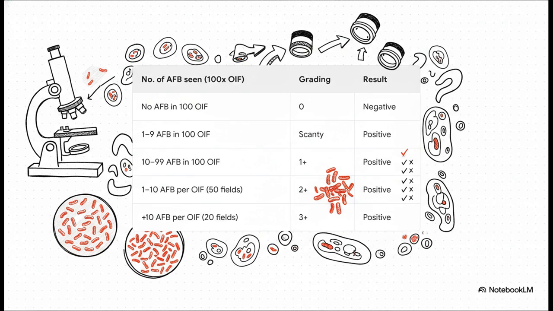For example, if you scan 100 different fields under the microscope and see absolutely nothing, that's negative. But if you find just 1 to 9 of those little red rods in that entire scan, we call that scanty positive. And then you have the other end of the scale. If you're seeing more than 10 bacilli in every single field you look at, well, that's a heavy load, a 3+ positive. This whole system is crucial for giving doctors a really clear picture of the patient's bacterial load.